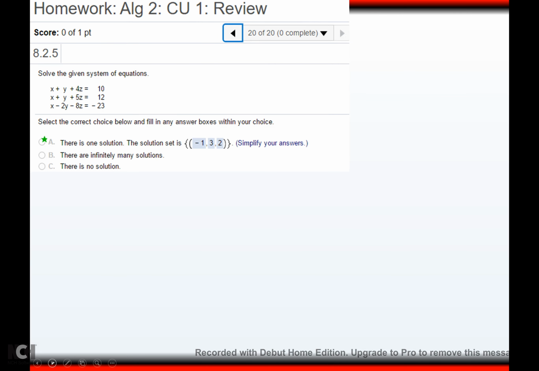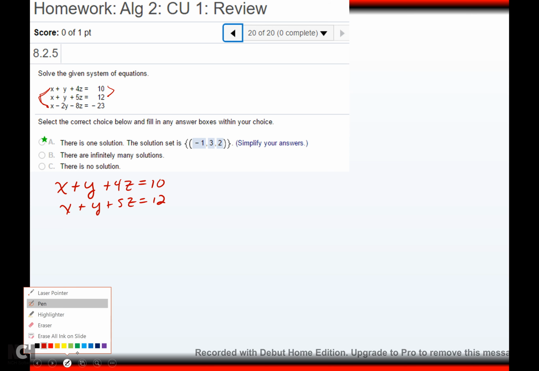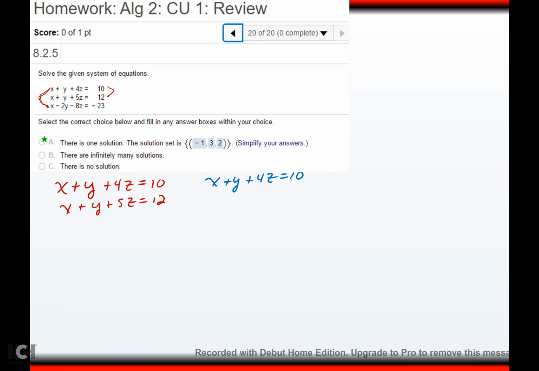And then finally, they want us to solve one of these bad boys. And this one actually came out very, very nice. So when you're solving a given system, you pick two, line them up, pick a different two, line them up. I usually always pick 1 and 2 and 1 and 3. Is that standard? No, that's just my habit. So the first time I'm going to line up 1 and 2. x plus y plus 4z equals 10. x plus y plus 5z equals 12. And then I'm going to line up 1 and 3. So x plus y plus 4z equals 10. And x minus 2y minus 8z equals negative 23.